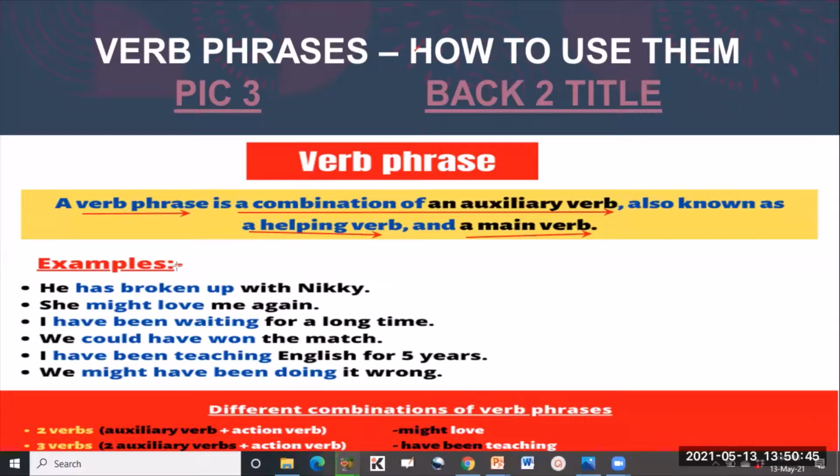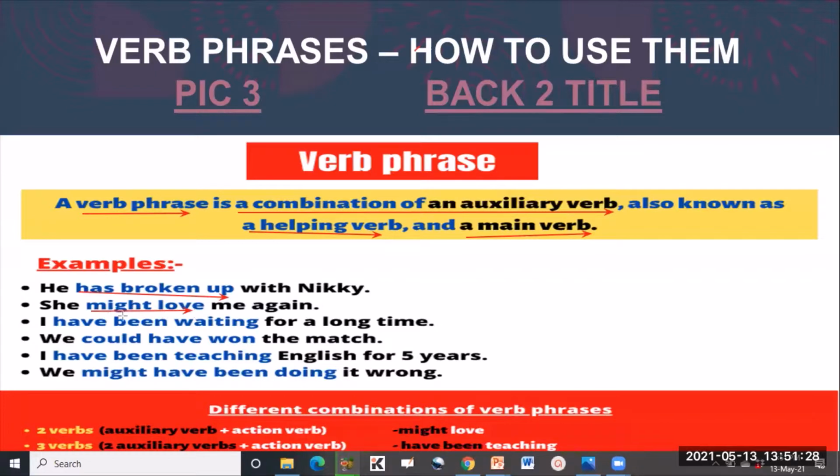But here, let's take a few examples of how to use the verb phrase correctly. He has broken up with Nikki. So has broken up here is the verb phrase. And you can see that broken up is a phrasal verb, and then we combine it with an auxiliary verb. He has broken up with Nikki. Next, she might love me again. Might love, that is the verb phrase here. She might love me again.